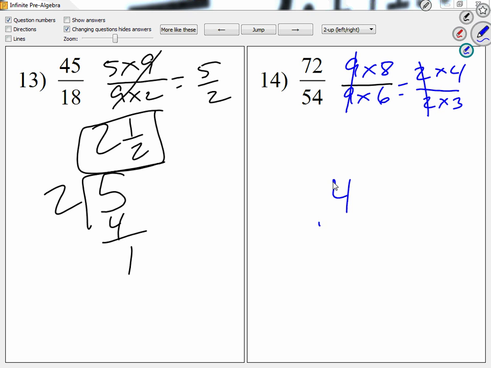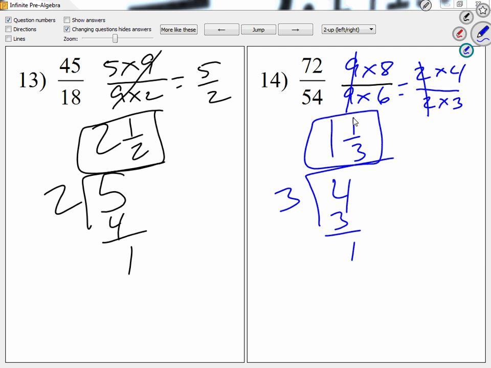I'm just going to go 4 divided by 3. 3 goes into 4 one time. My remainder is 1. I'm just going to go 1 and 1 there. Could you have done that at the beginning? 72 divided by 54. Yes. That is 54 goes in there 1. 1 times 54. Subtract that. That is 18. And it's 18 over 54, simplified to 1 over 3.